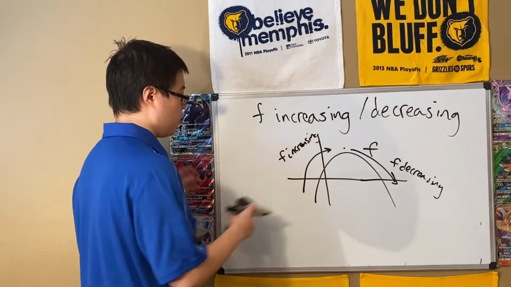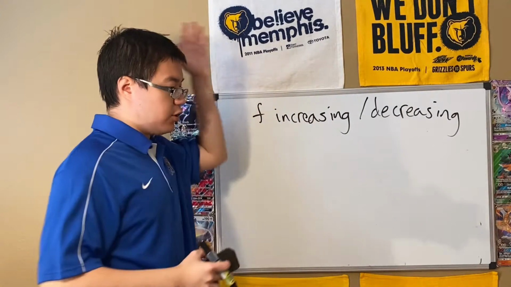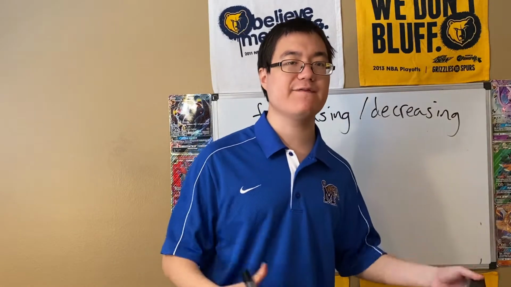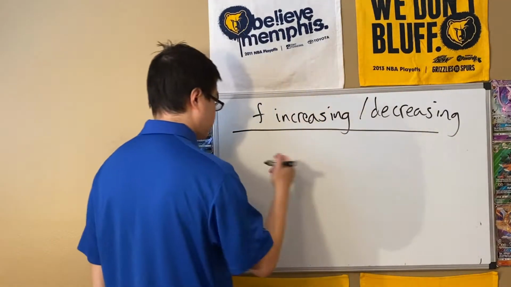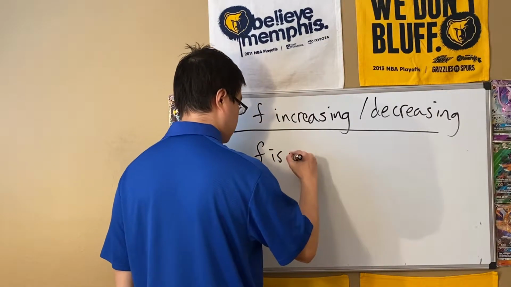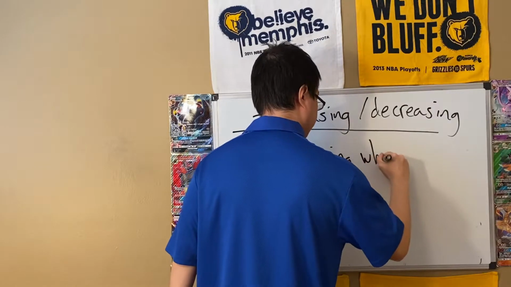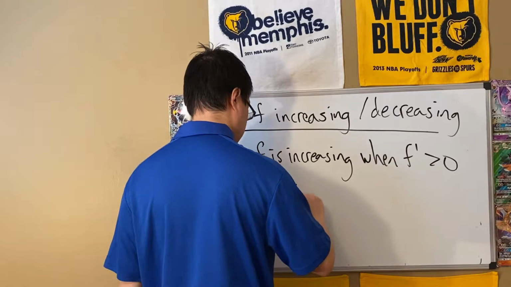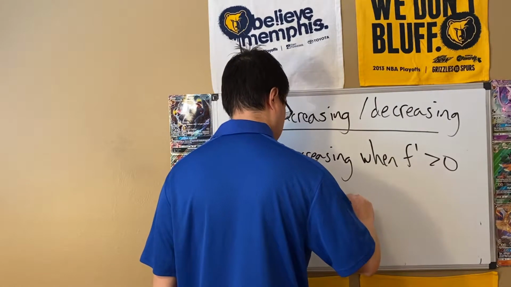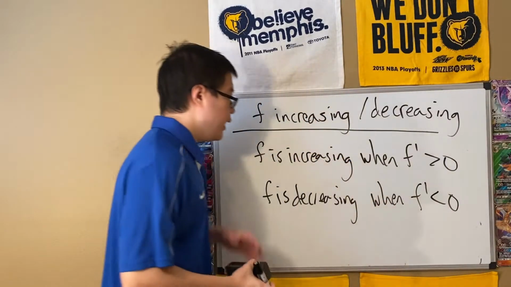Let me describe the rule. I'm going to erase this little picture here because after this point, we're not going to draw any f graphs. We're only going to draw f prime sign charts. The rule that we're going to use constantly is: f is increasing when f prime is positive, and f is decreasing when f prime is negative. This is the rule we're going to use quite often, and this makes sense.